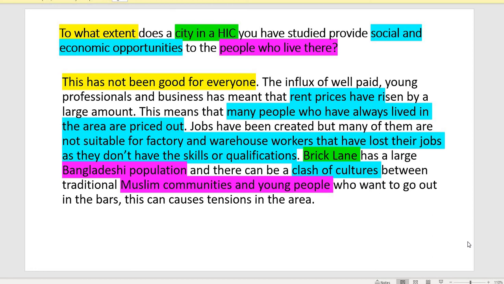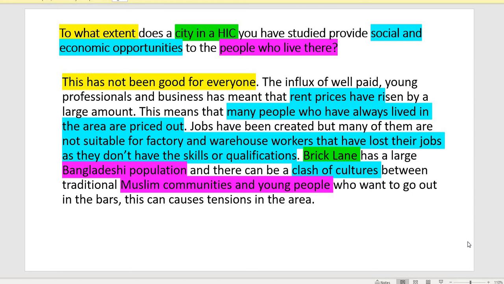So hopefully you can see from this how you can try and answer one of these questions. And what you need to keep doing all the time is looking back at what the question is asking you and thinking to yourself, who do I need to be writing about? Where am I writing about? And what is the question asking of me?